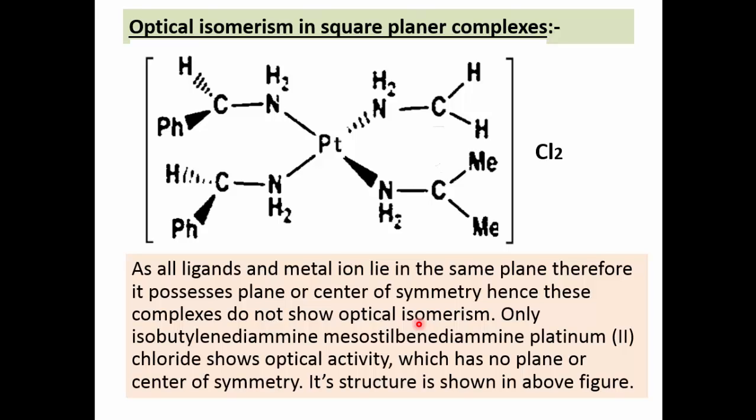In that case, what happens? The ligands and metal ion lie in the same plane. Therefore, they possess a planar center of symmetry. Hence, square planar complexes do not show optical isomerism.